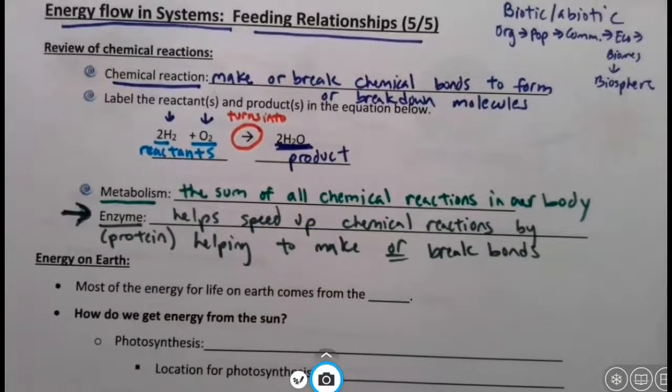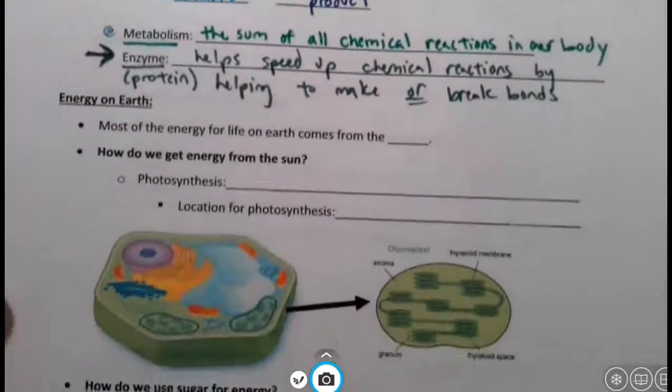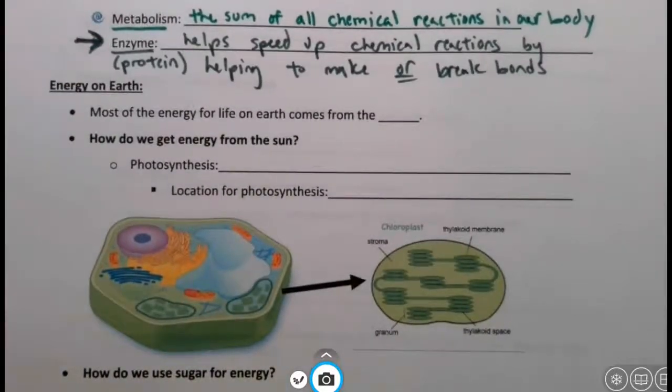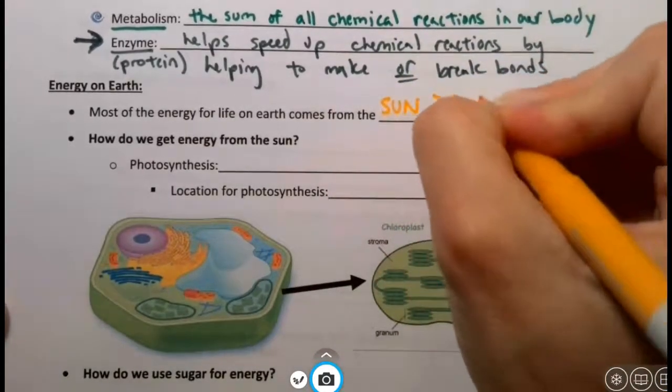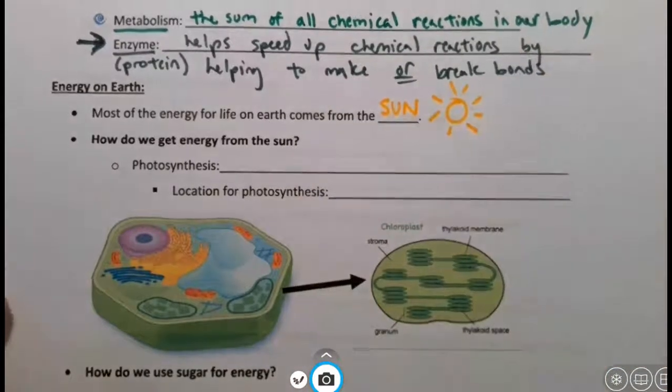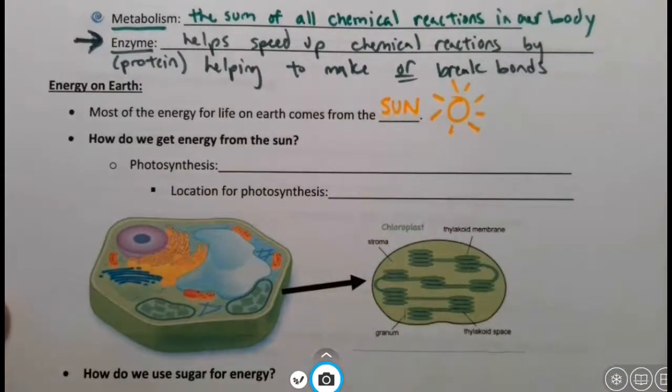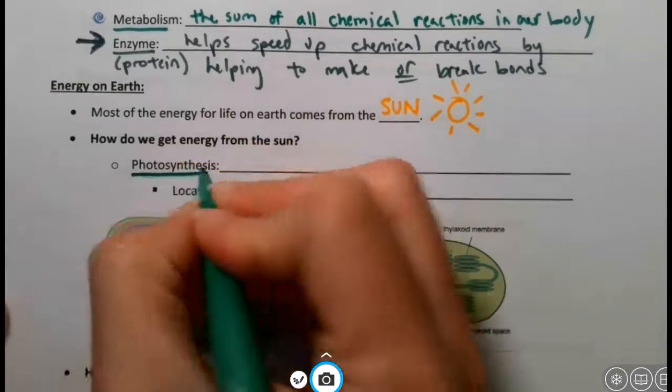Why is this important for this unit? Well, most of the energy for life on Earth comes from, you guessed it, the sun. So the sun shines down on Earth and gives us light energy. But how do we use that light energy? Well, the first thing that needs to happen is photosynthesis.